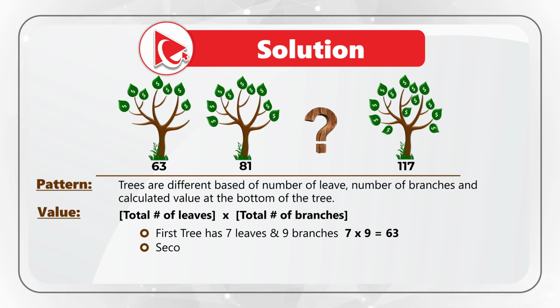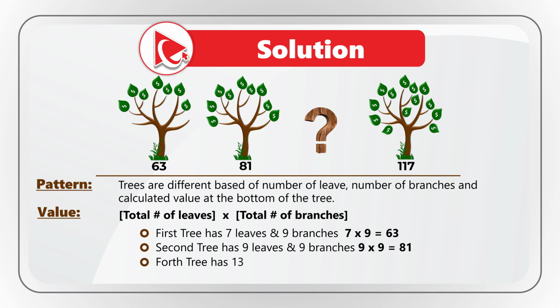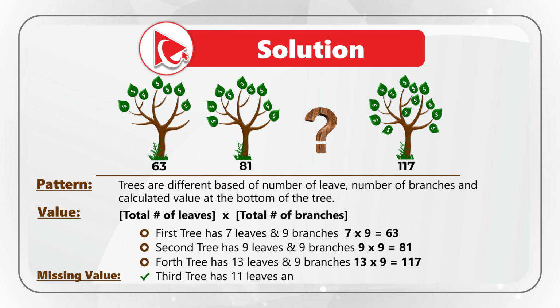Second tree has 9 leaves and 9 branches, and 9 multiplied by 9 equals 81. Third tree is missing, but the fourth tree has 13 leaves and 9 branches, and 13 multiplied by 9 equals 117. So to calculate the missing value on the third tree, you need to multiply 11 leaves by 9 branches, and 11 multiplied by 9 equals 99.